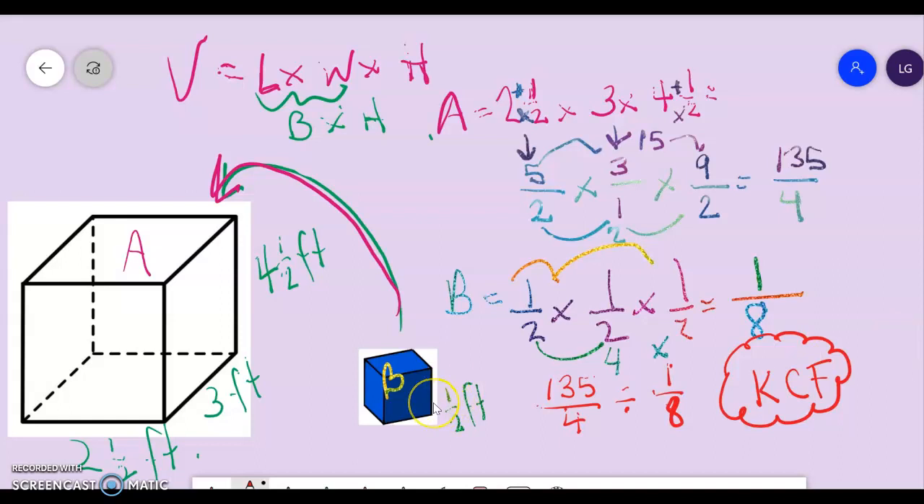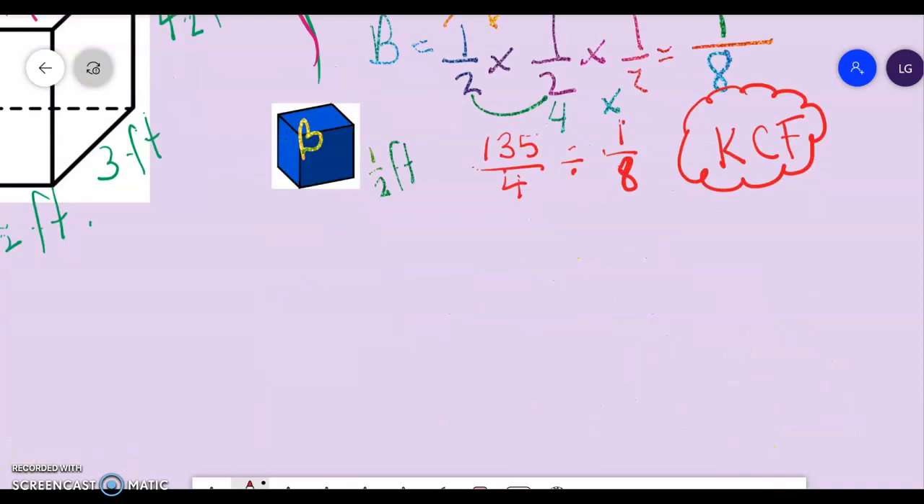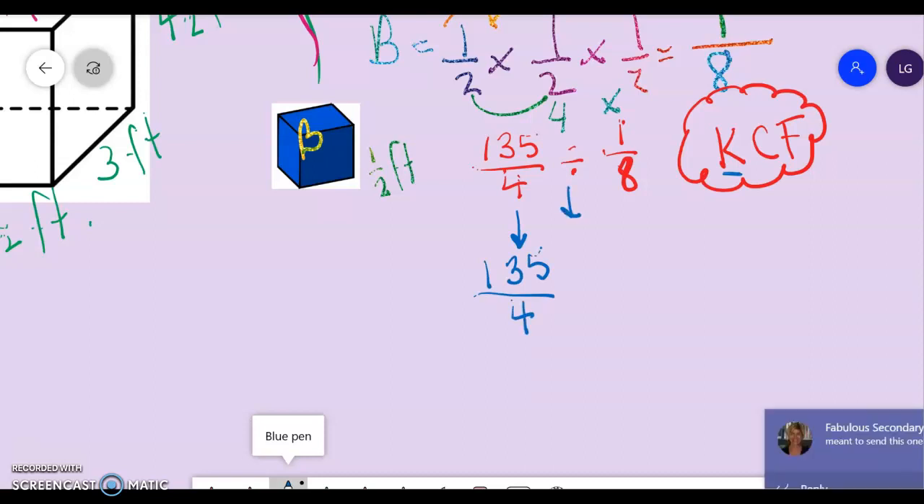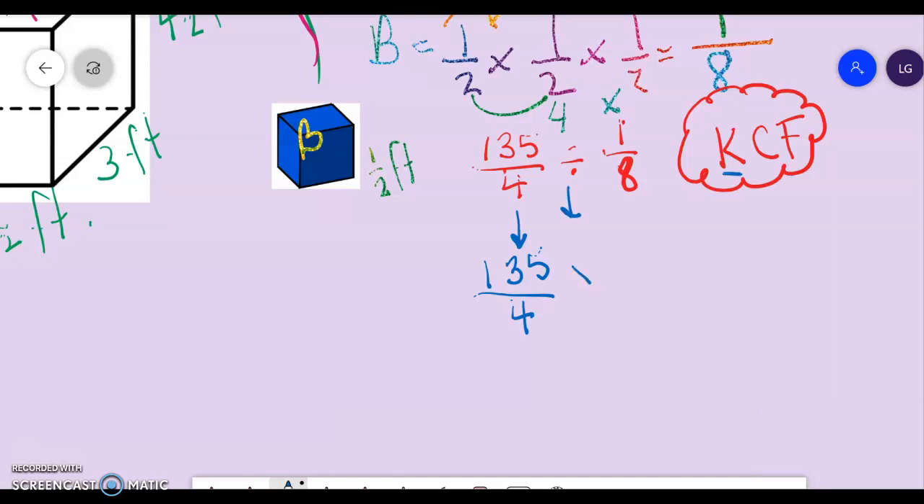I am going to pause for a moment just to give myself a little more room here to solve. Going back to our keep, change, flip, I'm going to turn to a different color, because it makes it easier visually to see. We keep the first, that's the K part, so 135 over 4. We then change our division to multiplication, and then we flip the divisor around. So instead of 1/8, it becomes 8 over 1.